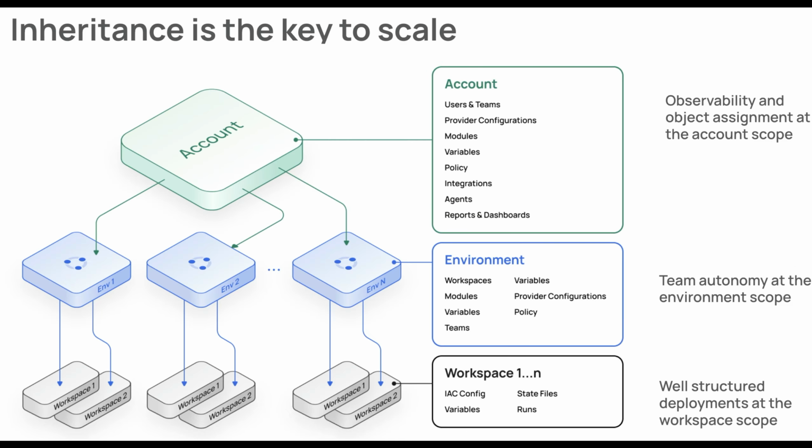So first off, let's talk about the organizational model in Scalr. In Scalr, we have what we call an account scope, environment scope, and then workspace scope. All of this is built with inheritance in mind. The first differentiator you're going to see is that at this account scope, you're going to manage essentially all objects for the rest of the platform.